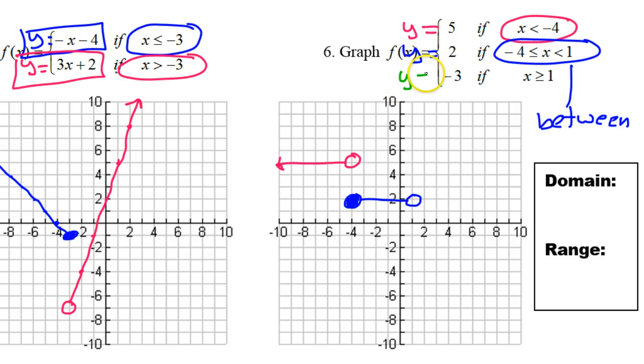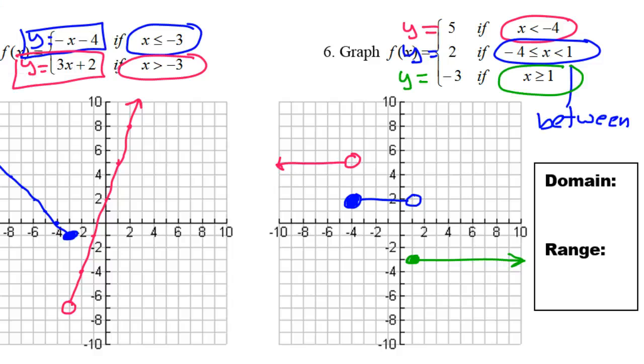And then the third piece, y equals negative 3. Well, y equals negative 3 is a horizontal line at negative 3. We want the part that is greater than or equal to 1. Okay, here's 1, and we'll go ahead and make it a closed circle because of the or equal to. Greater than would be to the right. Okay, so this is what this function would look like.